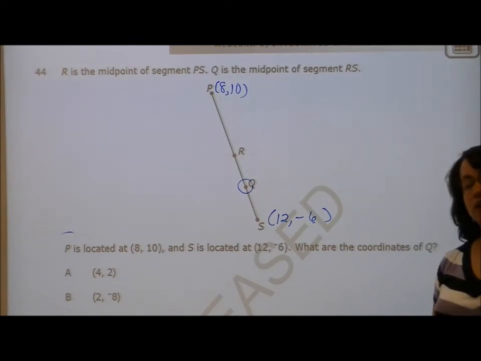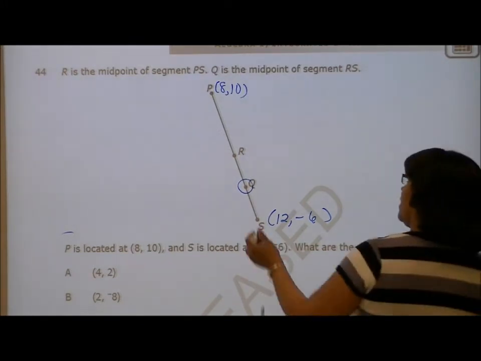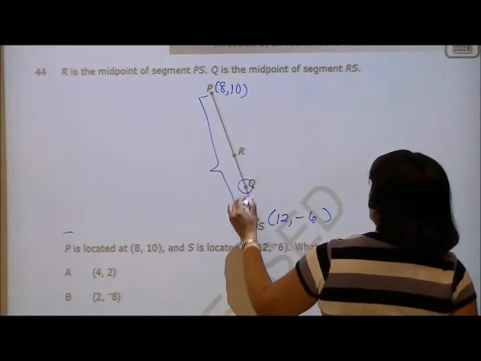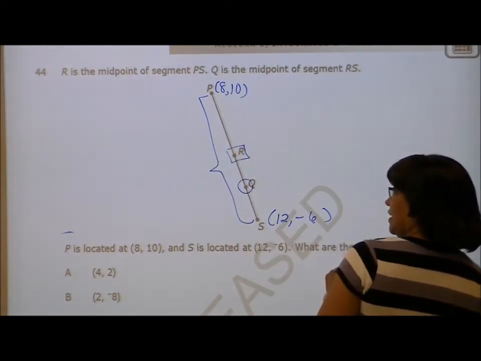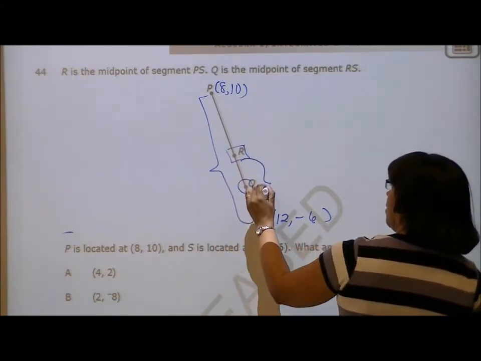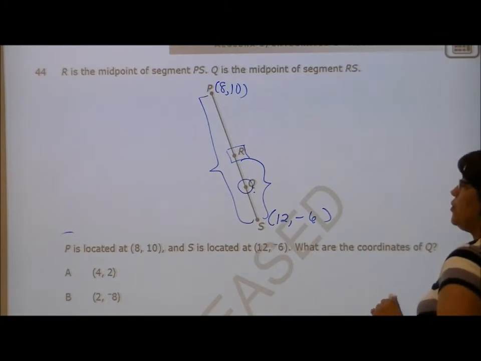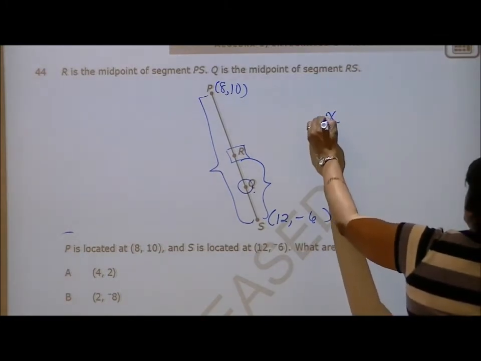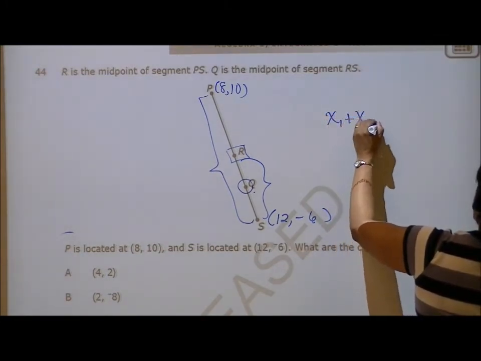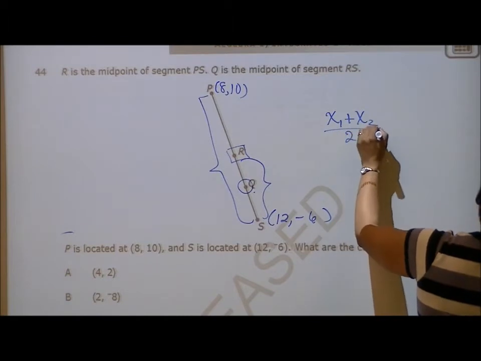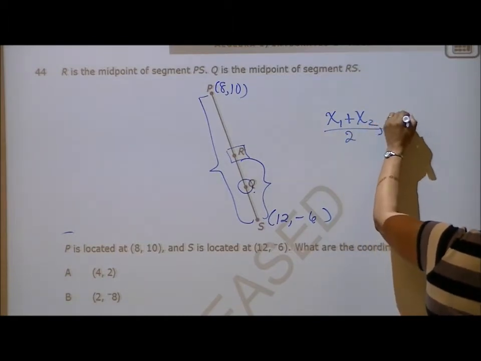So you're going to have to find midpoint twice. You have to find the midpoint of PS, which is R, and then when you get that answer, you can find the midpoint of RS, which is Q. Midpoint is nice, you just add what you have and divide it in half because it's in the middle. And for your y-coordinates, you do the same thing.